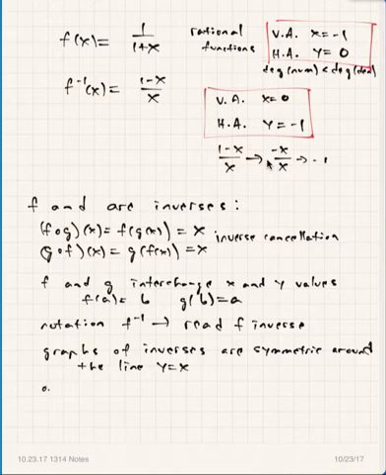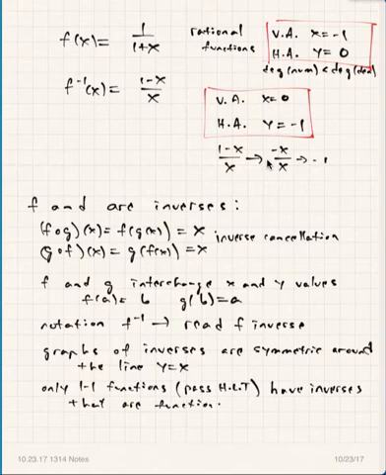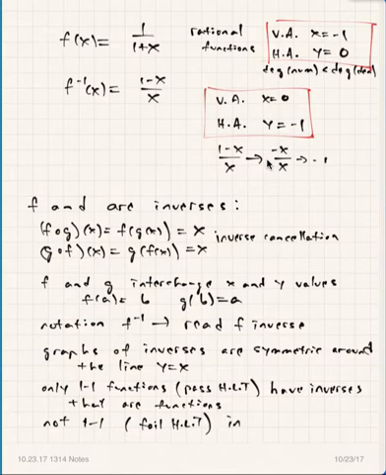Right? Remember that only one-to-one functions, and remember one-to-one functions are functions that pass the horizontal line test, have inverses that are functions. Right? Functions that are not one-to-one, that fail the horizontal line test, their inverses are not functions. Right? So not one-to-one, in other words, fail the horizontal line test. Inverses are not functions.